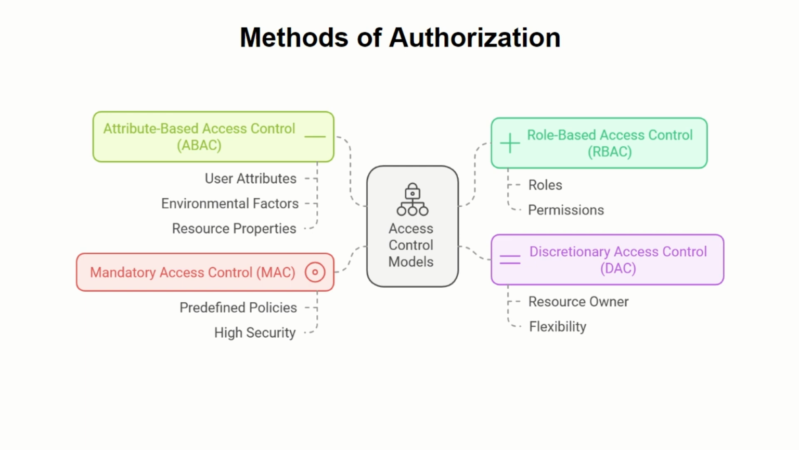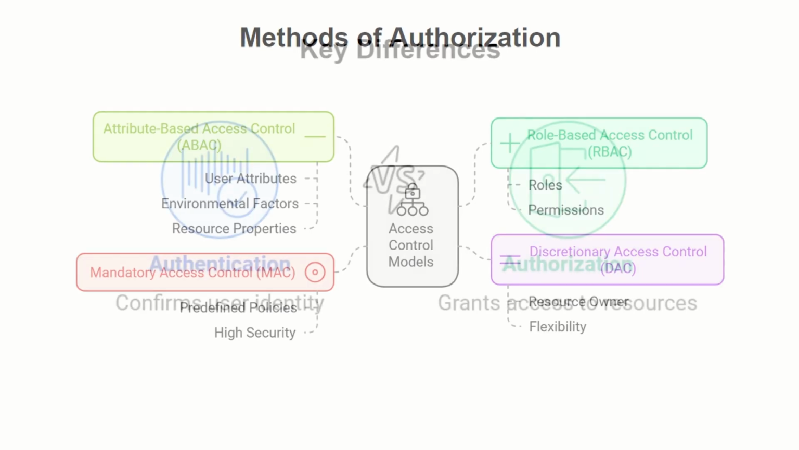And attribute-based access control uses policies that combine attributes such as user characteristics, environmental factors, or resource properties to determine access. These are some of the methods for authorization.